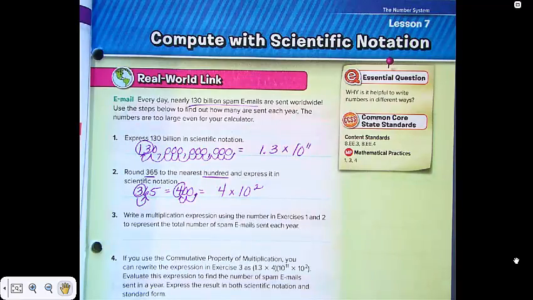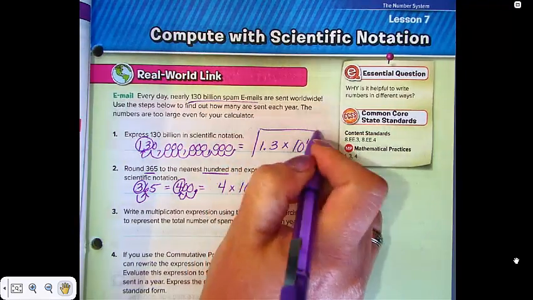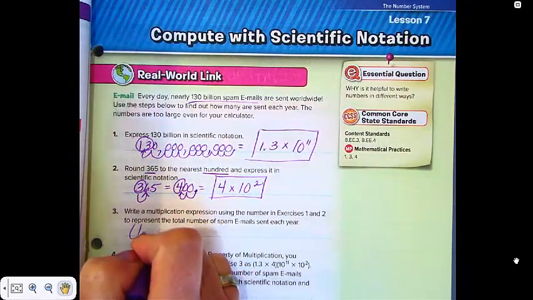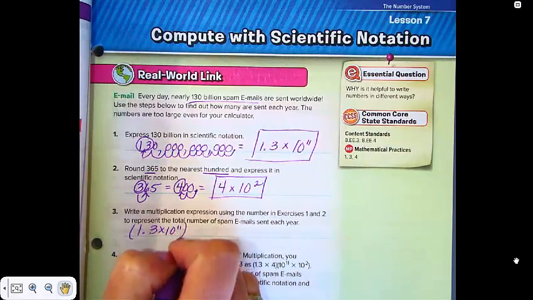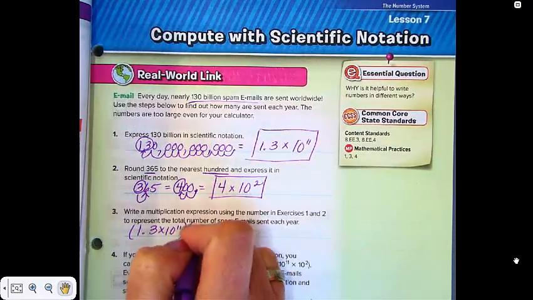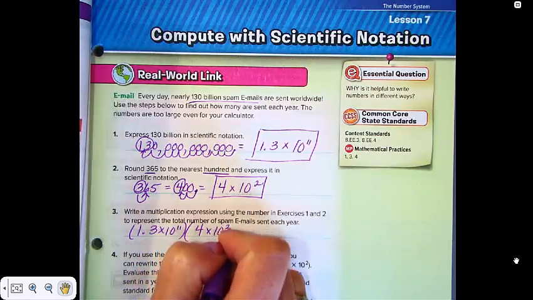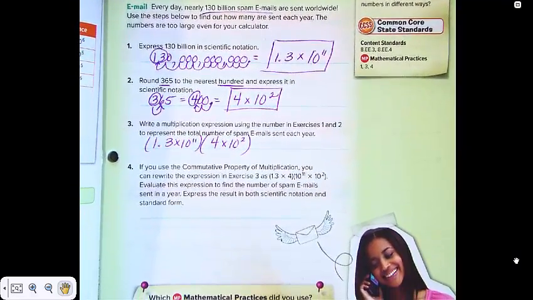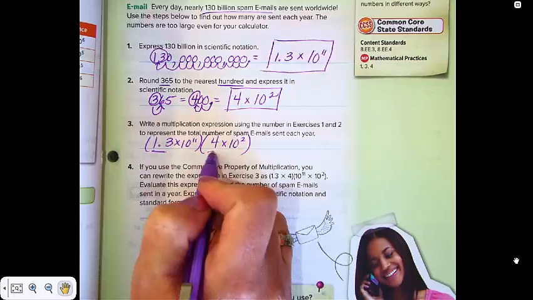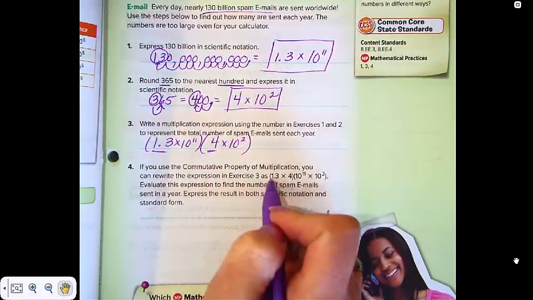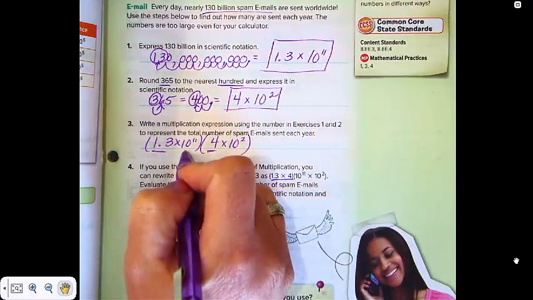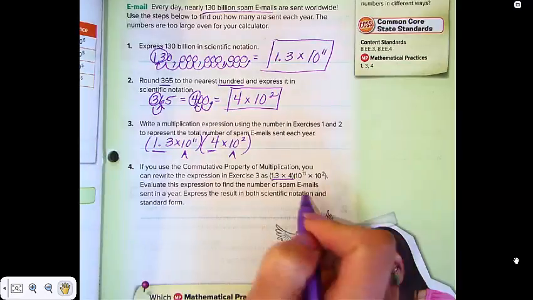So the next says, the number 3 says, write a multiplication expression. I'm going to multiply this number and this number together. So I'm going to multiply 1.3 times 10 to the 11th, or 130 billion, times 4 times 10 to the 2nd. Now, down here it says I can combine the numerals in the front together in a set of parentheses, and I can combine the tens together in a set of parentheses.